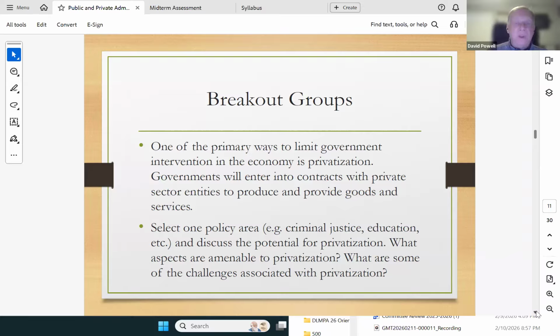And then what I'd like for each group to do is to kind of go through this exercise of selecting one general policy area. Again, examples are criminal justice, education, whatever you would like as a group to focus on. But select one policy area and discuss the potential for privatization. And then what we'll do is we'll work in breakout rooms for probably about half an hour or so. We'll then reconvene as a class in the main classroom. And when we reconvene, then we'll have a spokesperson from each group that will then report out with the group's findings in terms of what aspects of that policy are easy to privatize, what aspects of that policy may be more challenging to try and privatize.